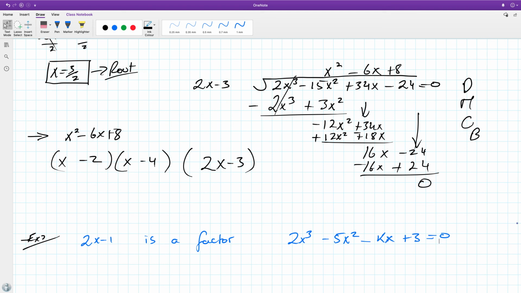No, k stays as k. You just sub in your value of x equal to a half every place you put x, because we know 2x minus 1 is a factor. So 2x is equal to 1, x is equal to a half. Then every place you put x, you put a half, and you set it equal to 0. And you want to solve for k. Alright?